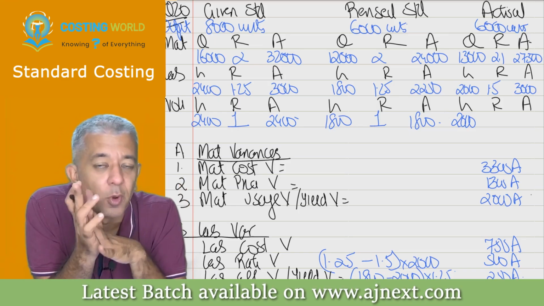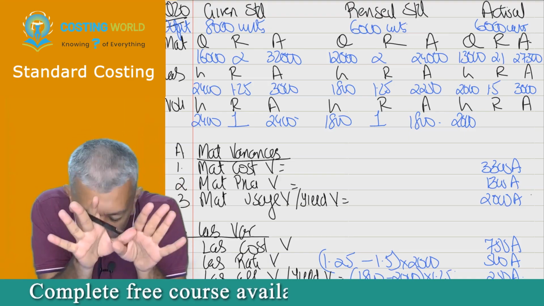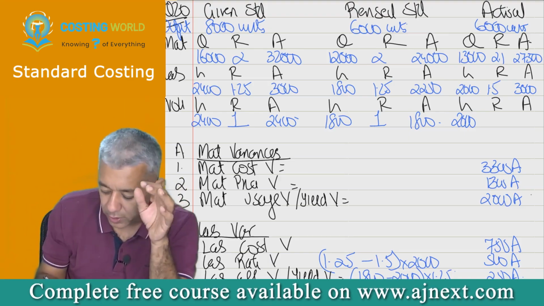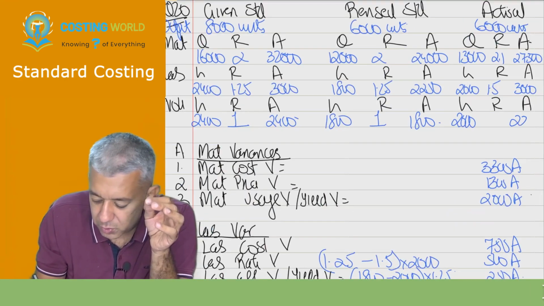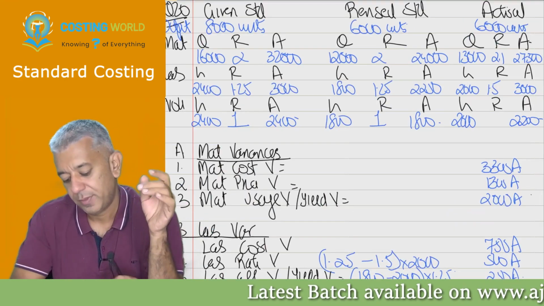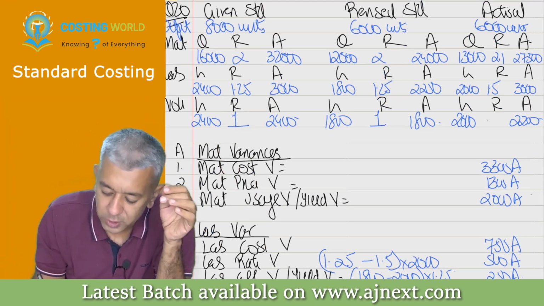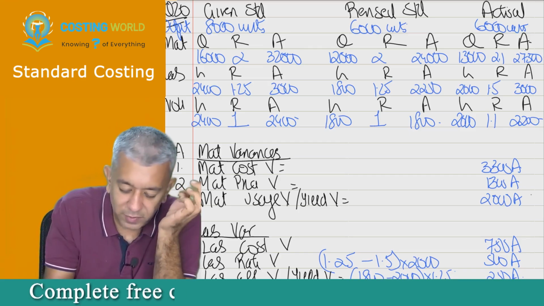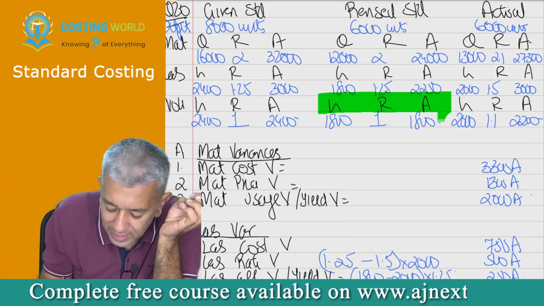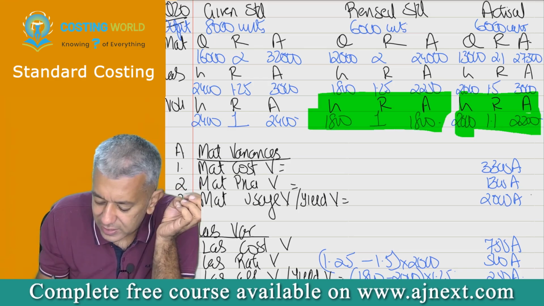When there is abnormal idle time, that will be our next question. So hold on for that if somebody has not understood. Actual electricity bill was 2,200. So actual rate was 1.1. Now you all will understand. So I have this data as standard data. I have this data as actual data.